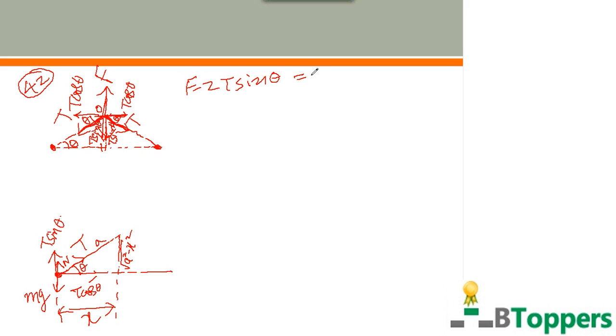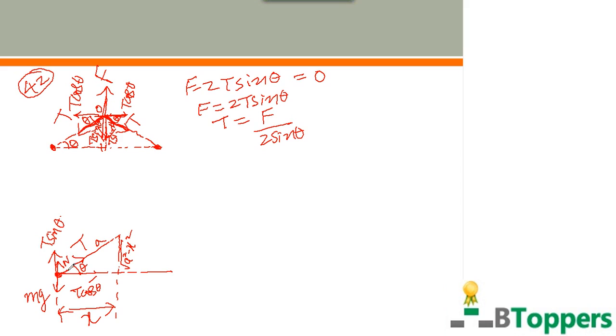Therefore, the net force equals mass times acceleration, and this mass can be taken as 0. So you can write F equal to 2T sin theta, or the magnitude of the tension in each part of the string will be F by 2 sin theta.